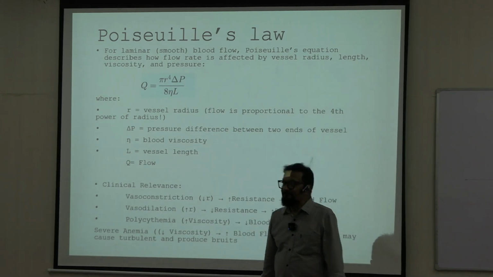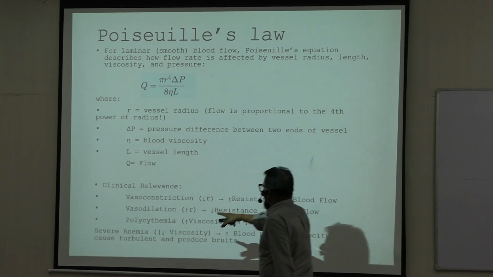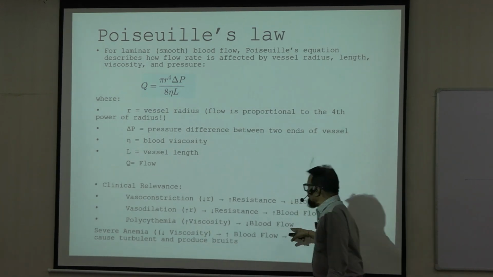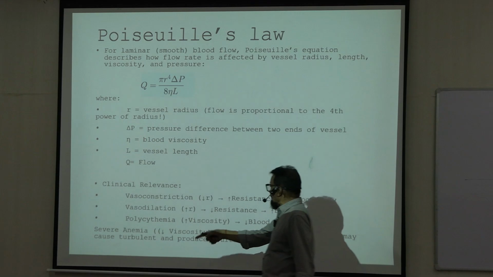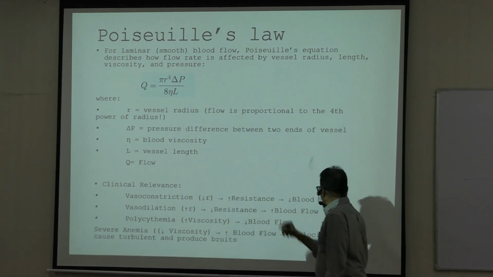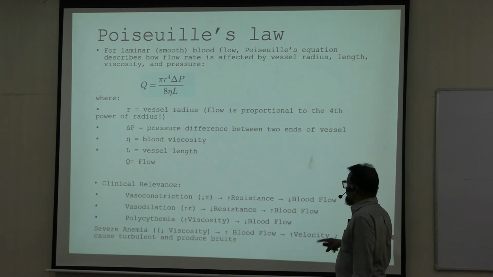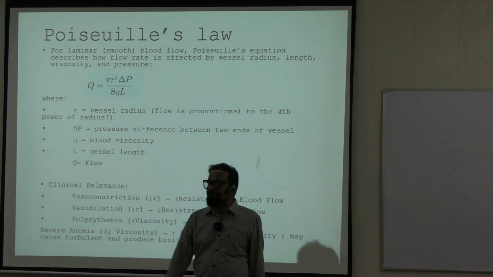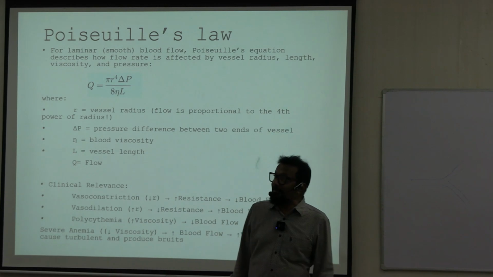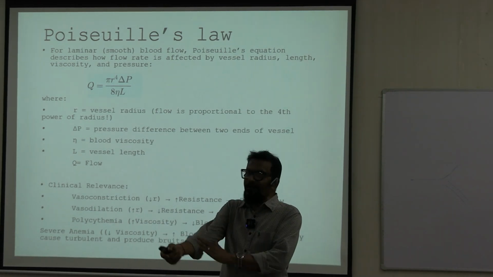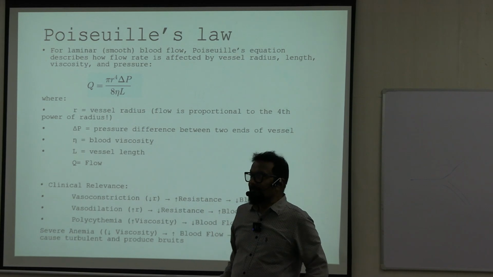Polycythemia. In polycythemia, what happens? Viscosity increases. As a result, blood flow will be decreased. In severe anemia, what happens? Viscosity is lowered. As a result, blood flow will be increased, and velocity will be increased. This may cause turbulence and produce murmurs. So in anemia, there is a chance of hearing a murmur. Right?